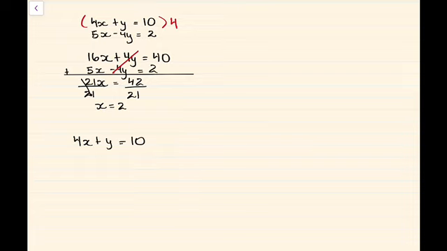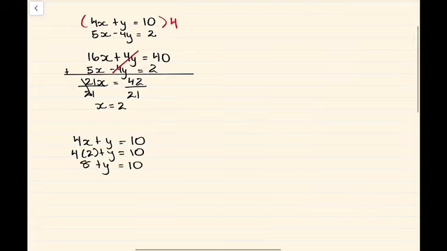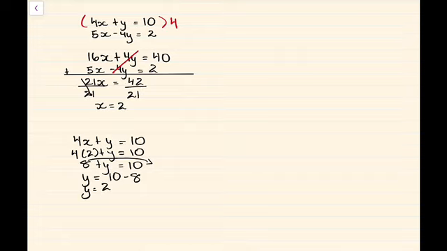So x is going to be 2, and we have y is equal to 10. And 2 times 4 is 8, plus y equal 10. And if we carry 8 over, y is going to equal 10 minus 8, which makes y also 2. So now we're going to check.